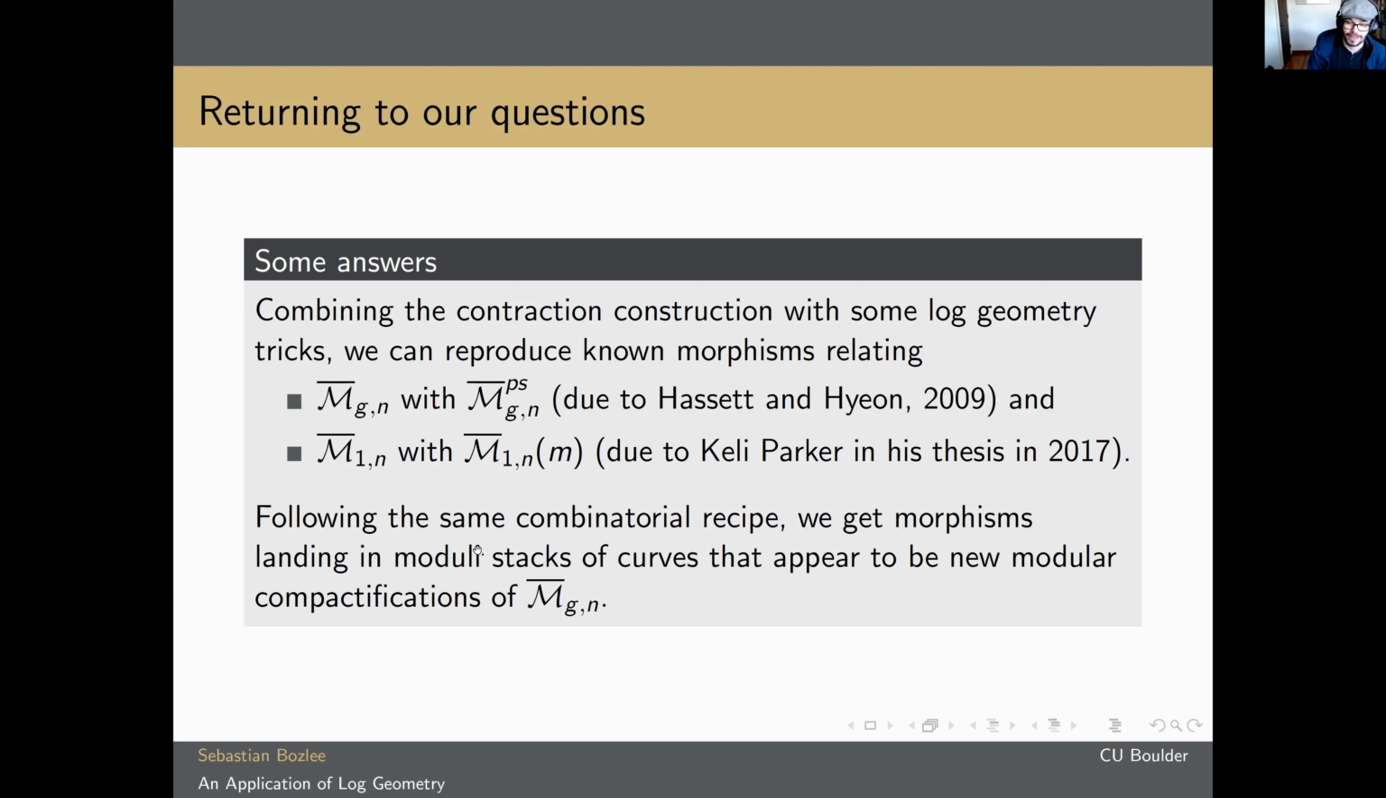So we get morphisms landing in moduli stacks of curves that appear to be new modular compactifications of M_g,n bar. The reason I say "appear" is because I haven't proven as much about these new spaces as I would like.